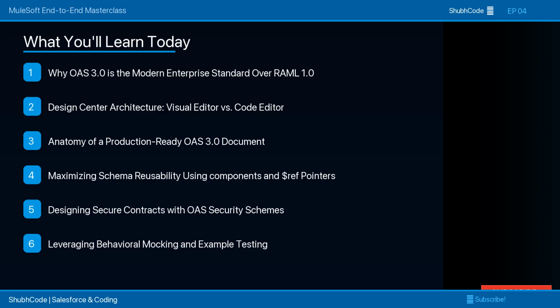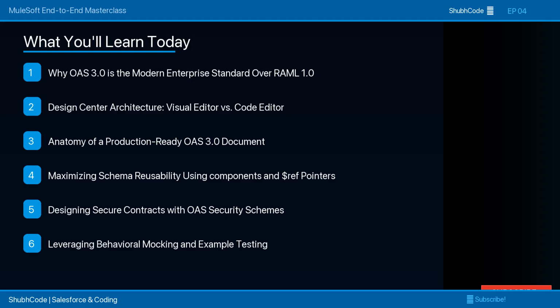Here's what we're covering today. Why OAS 3.0 is the modern enterprise standard over RAML 1.0. Then, Design Center Architecture, Visual Editor versus Code Editor. Then, Anatomy of a Production-Ready OAS 3.0 document. Then, Maximizing Schema Reusability using Components and $ref pointers. Then, Designing Secure Contracts with OAS Security Schemes.